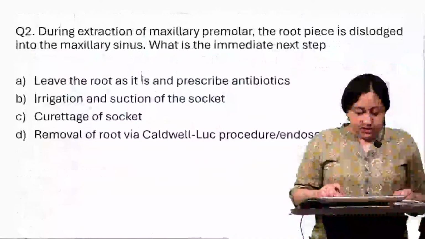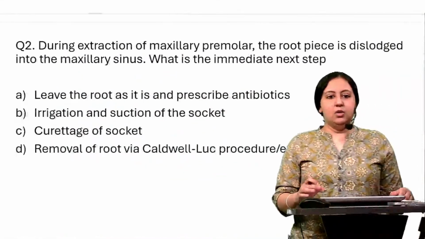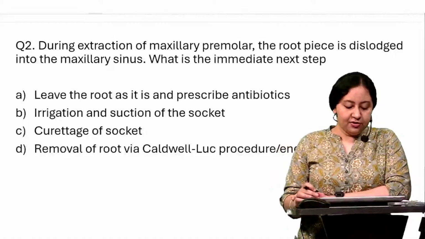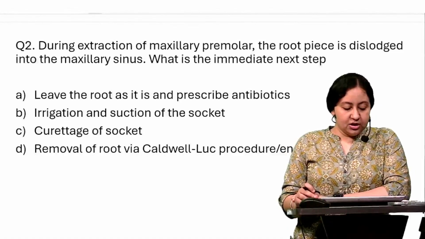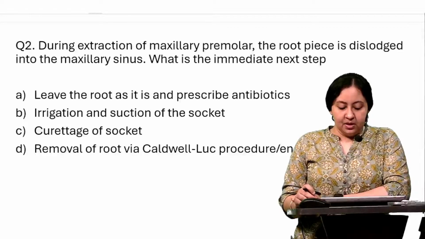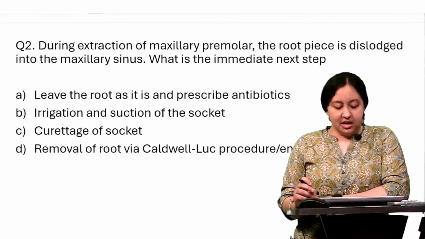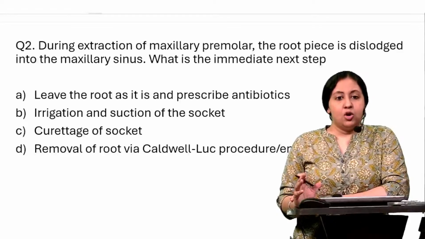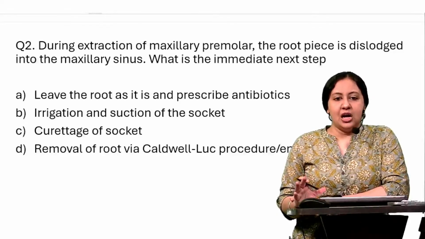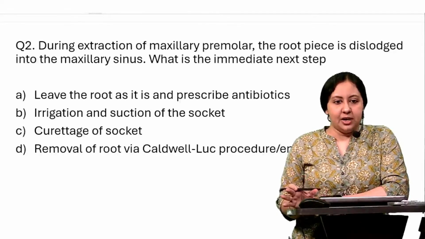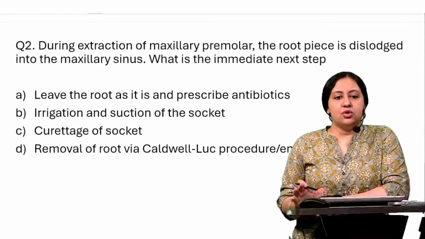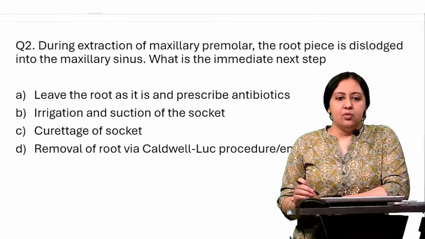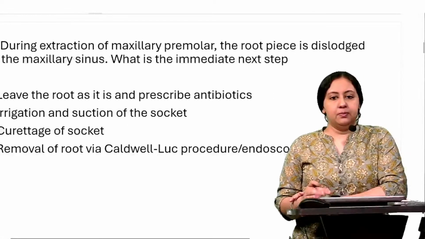Now let's come to the second question and I'll read it out. During extraction of maxillary premolar, the root piece is dislodged into the maxillary sinus. What is the immediate next step? Your options are: option A, leave the root as it is and prescribe antibiotics; B, irrigation and suction of the socket; C, curettage of the socket; D, removal of root via Calvel-Luke procedure or endoscopy.